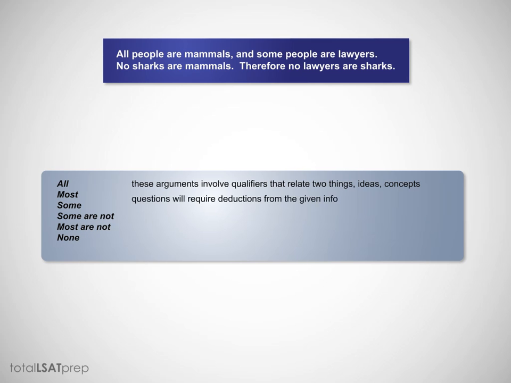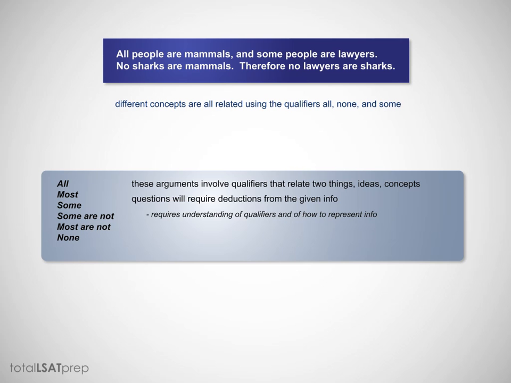Now, the questions will require deductions from the given information. And this requires an understanding of these qualifiers and of how to represent that information. So this argument here talks about people, mammals, lawyers, and sharks. And as you can see, those different concepts are all related using the qualifiers all, none, and some. And the conclusion depends on the deduction based on those relationships in these premises.